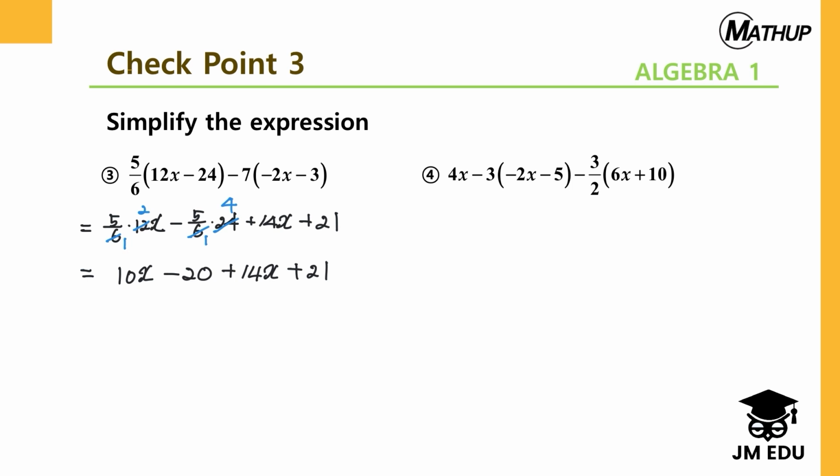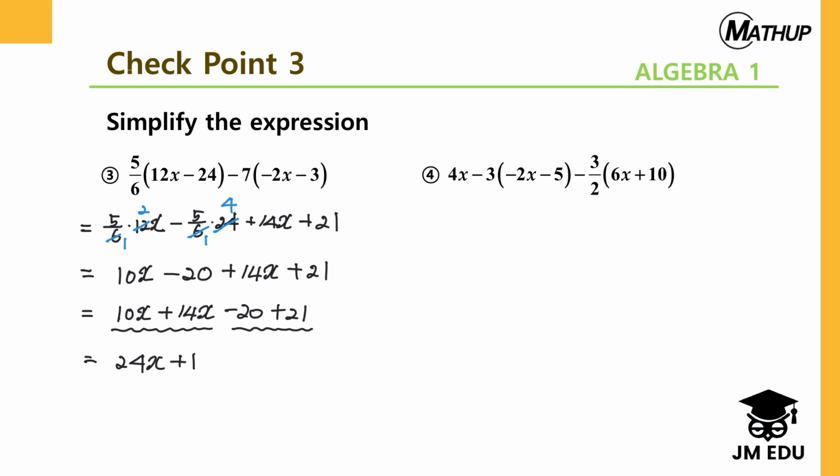Now what we're going to do is group like terms, x terms and constants separately. So 10x plus 14x minus 20 plus 21. If we add these two, 10 plus 14, that's 24x. Add constants. Minus 20 plus 21, that's plus 1. Okay, we're done for number 3 now. Okay, let's go to number 4.